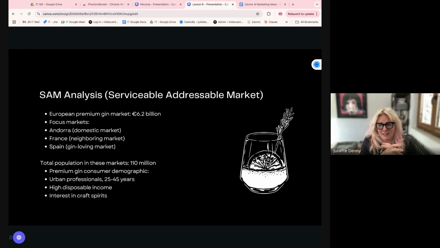So realistically, if we've got to go knocking on doors to get this into high-end hotels, or however we're going to start distributing it, we're not going to be going to Germany. We're not going to be going to the Netherlands. We're not going to be going to the UK even. We're basically going to have to start off local, right? So realistically, what is our serviceable addressable market?